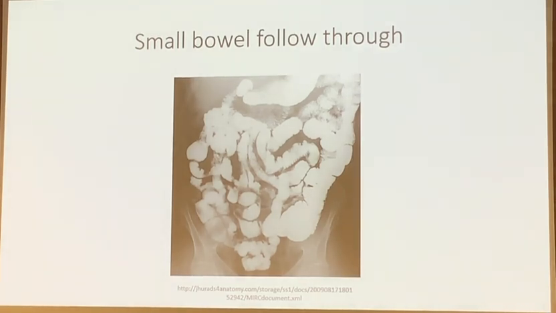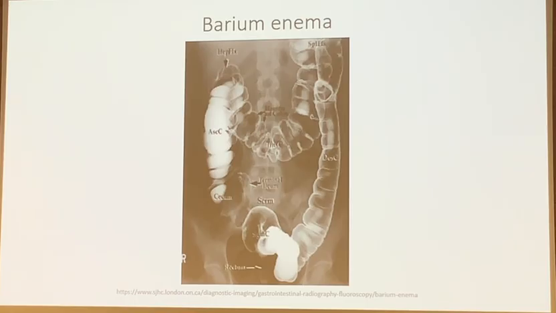So this test is not used as much now because we have a better test called CT enterography. Barium enema is useful in looking into conditions in children called Hirschsprung's disease. Hirschsprung disease is a failure of relaxation at the rectum.